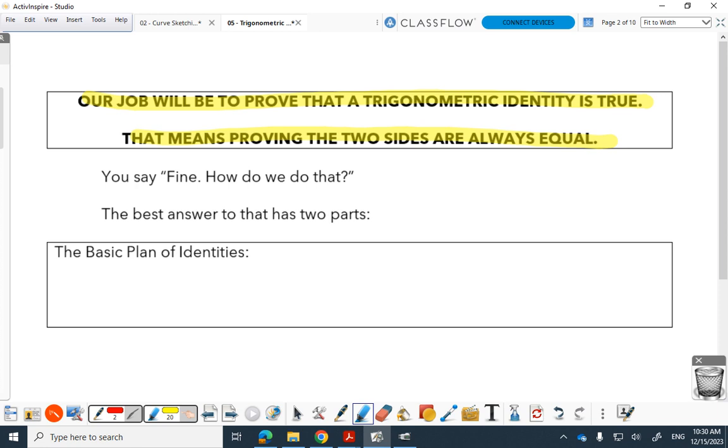You say, fine, how do we do that? Well, you get a really good teacher to come by and show you how to do it. So here I am. The best answer has two parts of what we're going to do to prove these things are true.